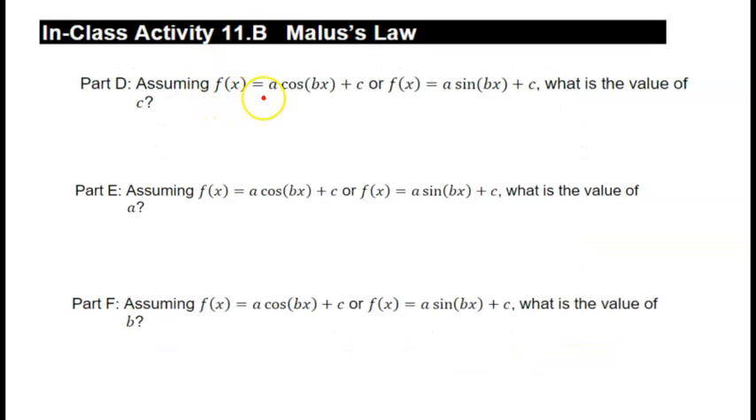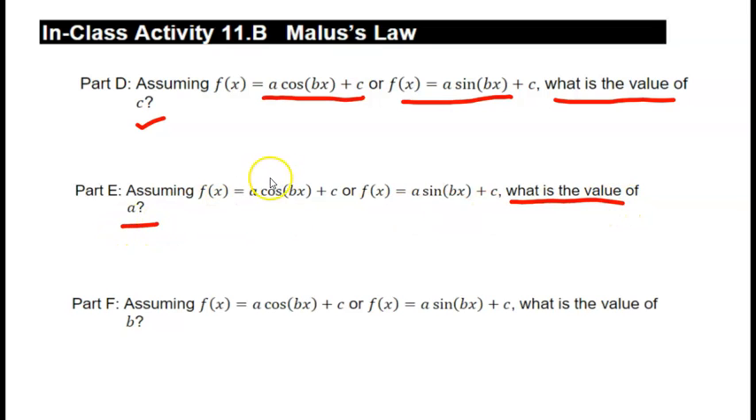Assuming f of x is equal to a cos bx plus c, or f of x equals a sine bx plus c, what is the value of c? Now, what is the value of a? First one, I want to find the value of c. Second one, find the value of a. And now you want to find the value of b. Assuming f of x equals a cos bx plus c, or f of x equals a sine bx plus c, what is the value of b?